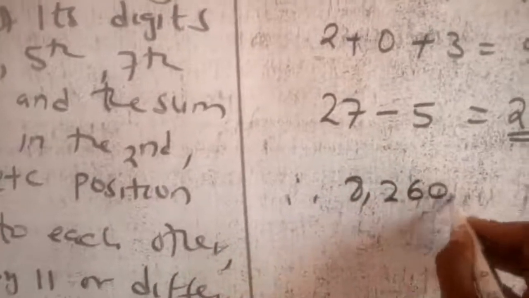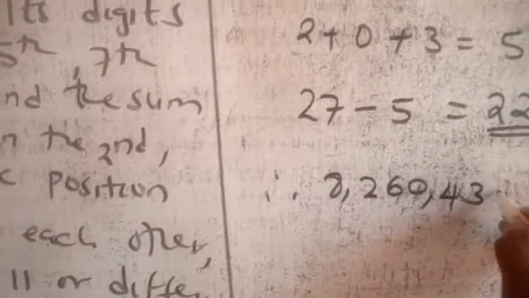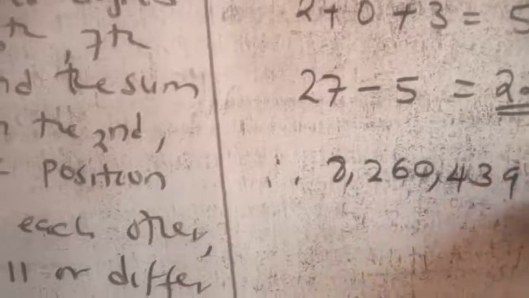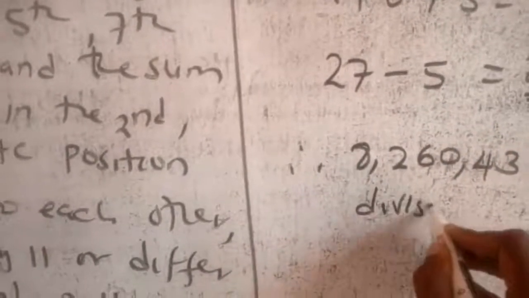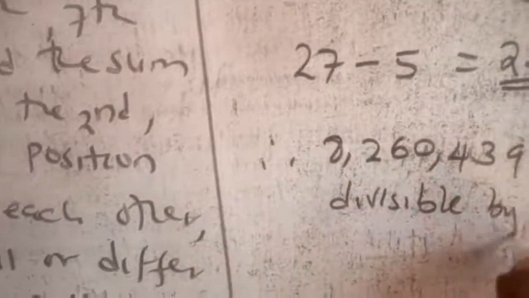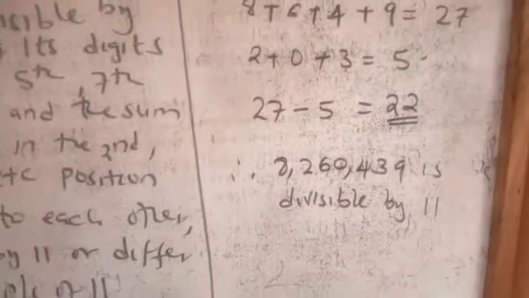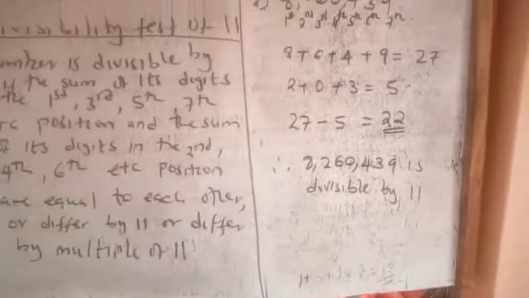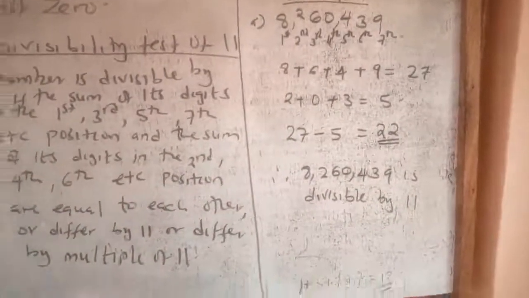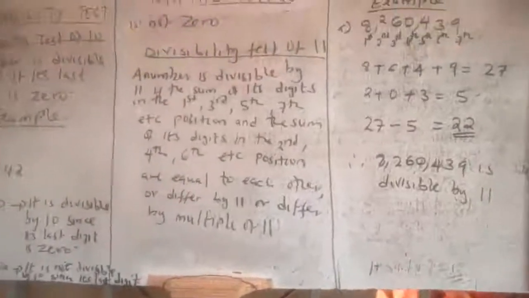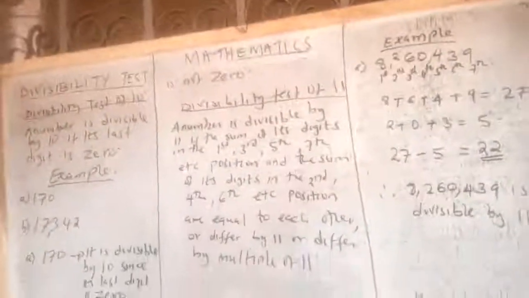Therefore we can conclude that 8,260,439 is divisible by 11.